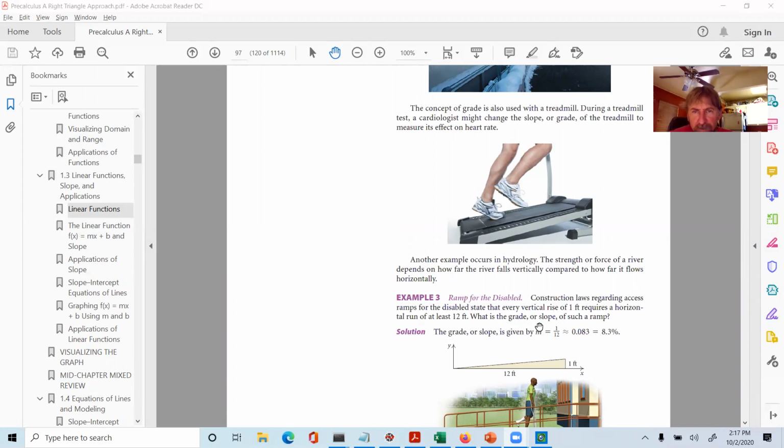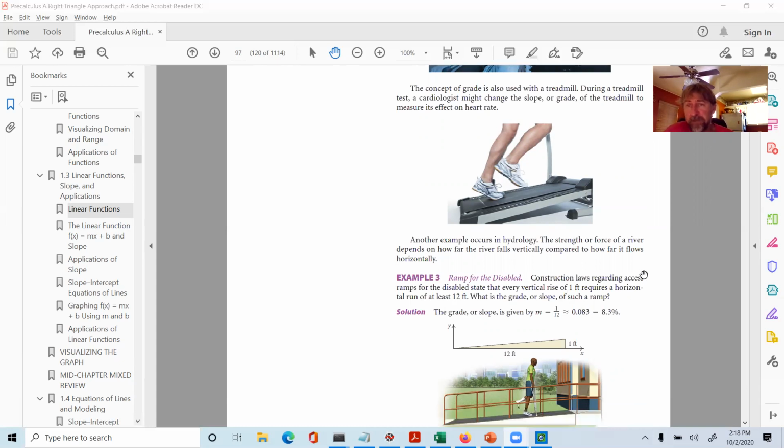12% grade or slope. So the fractional value was 0.083. So multiply that times 100, gives you an 8.3% grade. Grade is that percentage. Take the fraction, take the slope, divide out to get the numerical value of 1 divided by 12, and then multiply by 100 to get the percentage.